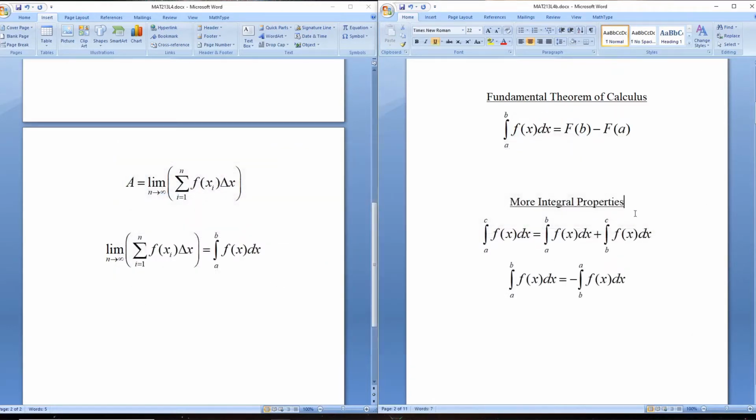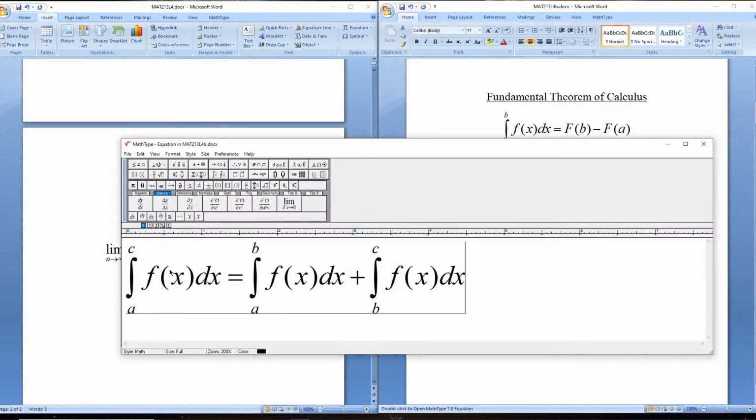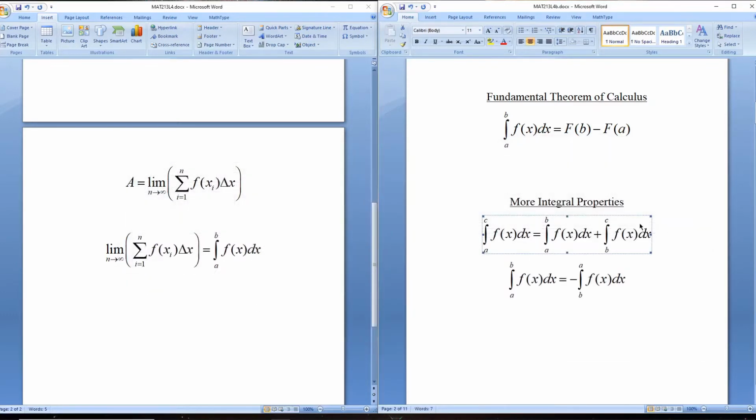There are two more properties, not used too much, but they can be important at times. We have this property: going from two endpoints, let's say a to c, you can actually break that into two integrals, one that goes from a to b and then b to c. So you can take an area and split it into two areas and add them together. You can do this as many times as you want. You could split a to c into maybe 3 or 4 integrals, however many you want. And we'll have 1 or 2 examples today using that property.